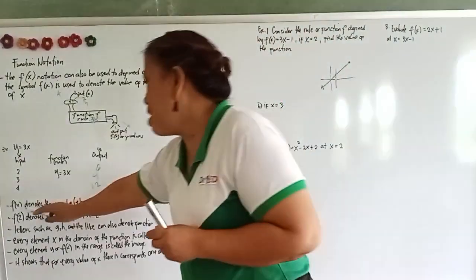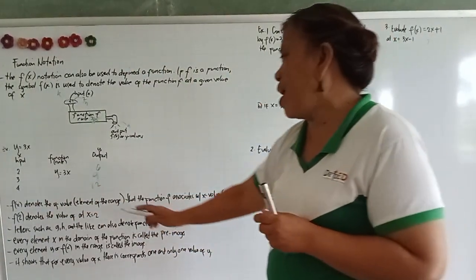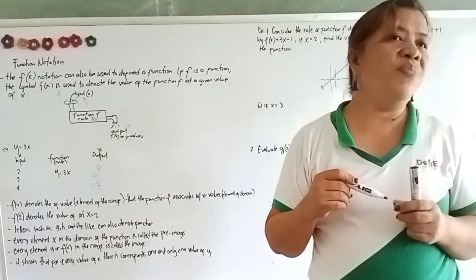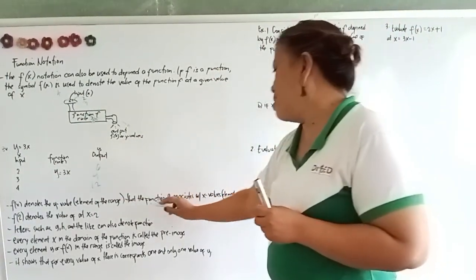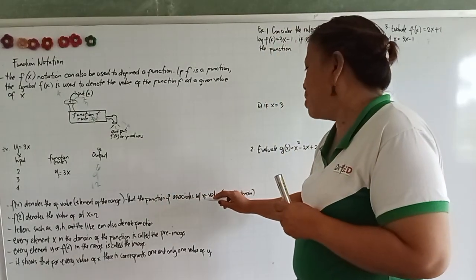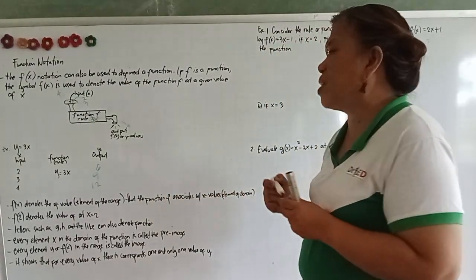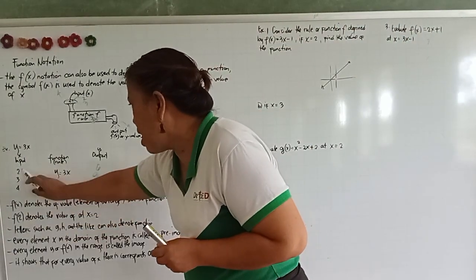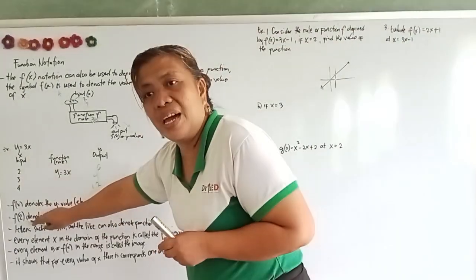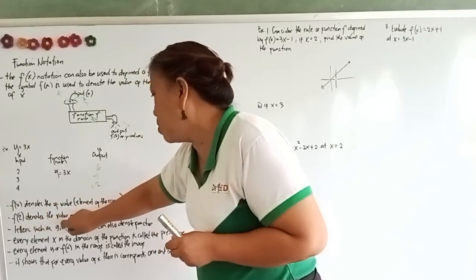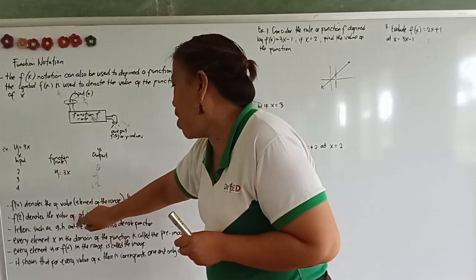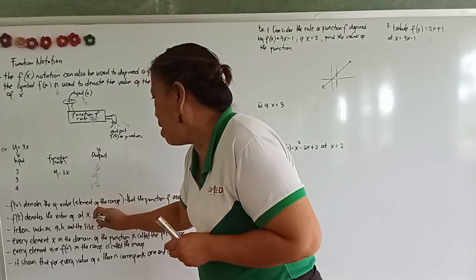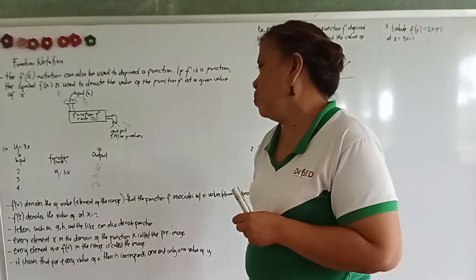Okay, so the f of x denotes the y value. So these y values are elements of the range that the function f associates with x values, elements of the domain. For example, f of 2. The reading is: f of 2 denotes the value of y at x equals 2.